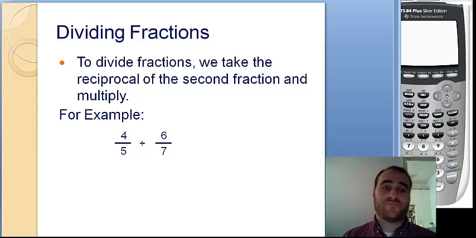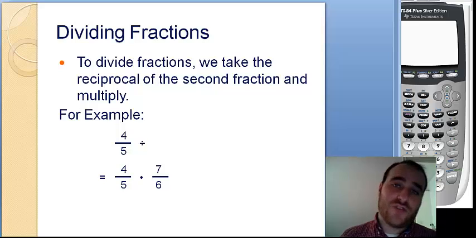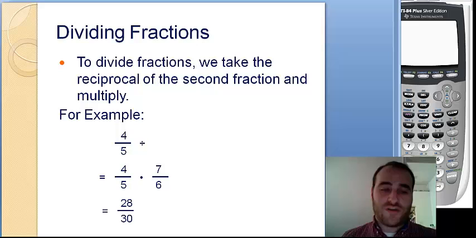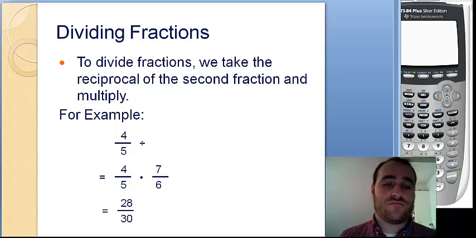For example, if we have 4/5 divided by 6/7, we are going to take the second fraction, which is 6/7, and flip it to 7/6, and change from division to multiplication. Now, we take the top two numbers, the numerators, and multiply those, and we take the bottom two numbers, the denominators, and multiply those. So 4 times 7 gives us 28, 5 times 6 gives us 30. So the answer is 28/30. But remember, we still have to reduce it.